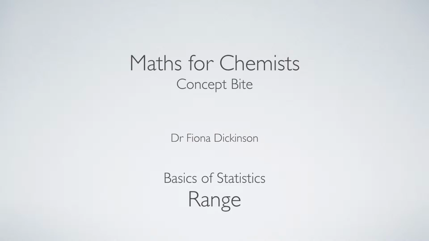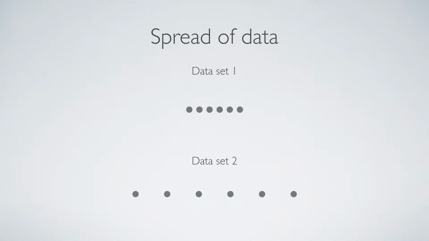This is another Concept Bite video, this time again on statistics, but looking at the range. Here I have two sets of data, pictorial representations of data. Dataset 1 has a mean value with the data spread quite close either side. Dataset 2, the data is far more spread, but the mean value is exactly the same as it is in dataset 1.